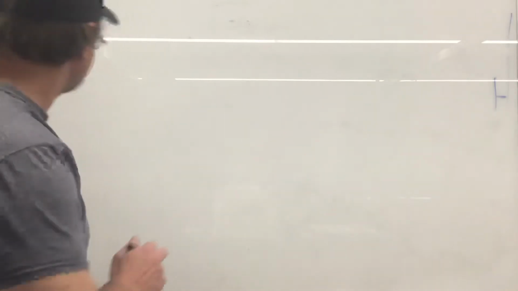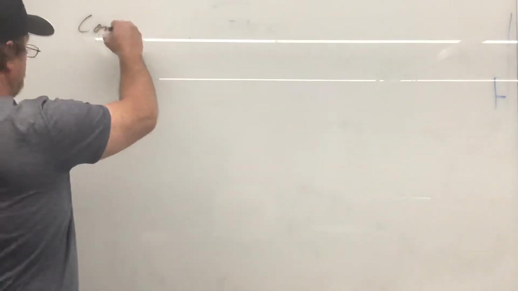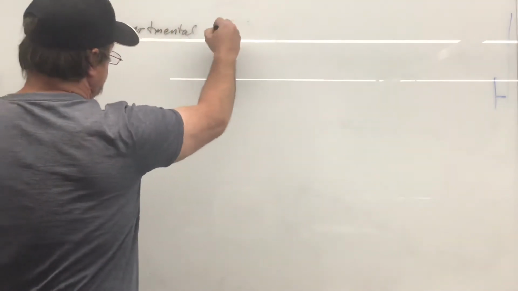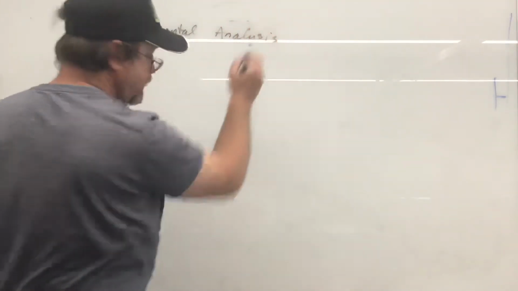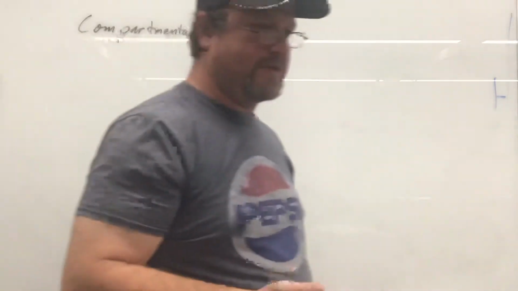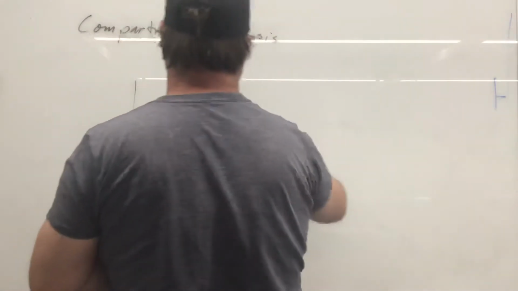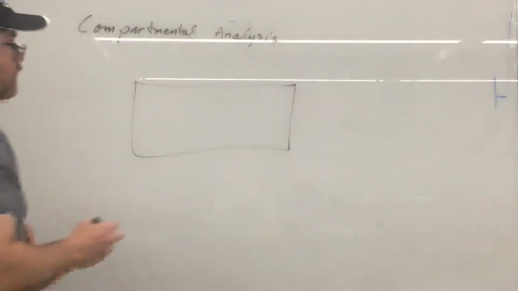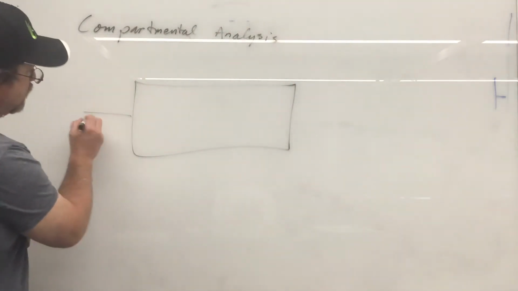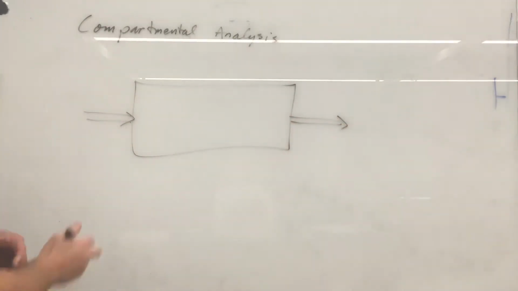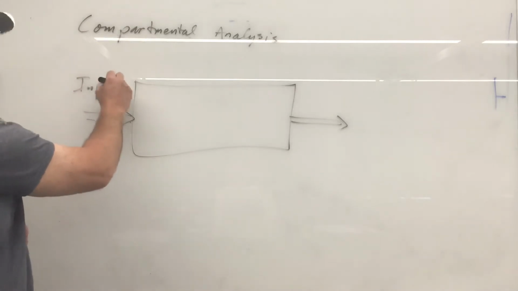So I'm going to start talking about section 2.6 in the differential equation book. And this section is called compartmental analysis. Now the basic idea here is that we have a compartment, a space, whatever you want to call it, a tank holding something, and we have something flowing in and something flowing out. And this would be the input, and this would be the output.